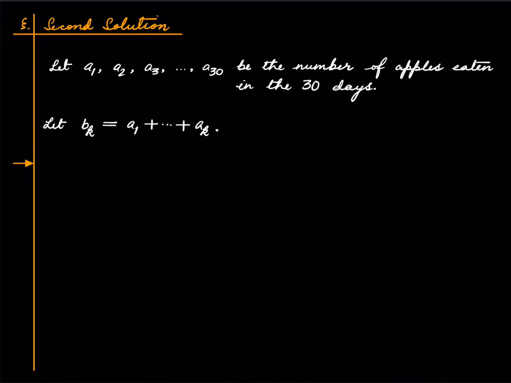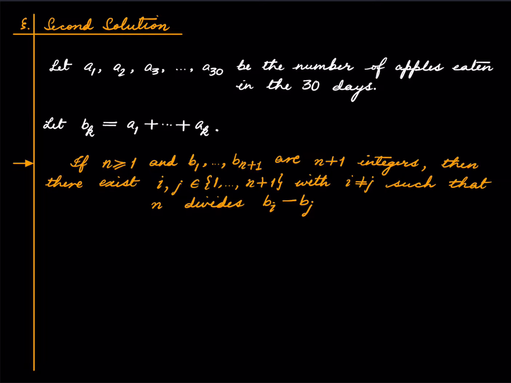So again, the notation remains the same. A1 up to A30 are the number of apples eaten in the 30 days. And again, bk is the number of apples consumed up until the kth day. And here is a simple fact.